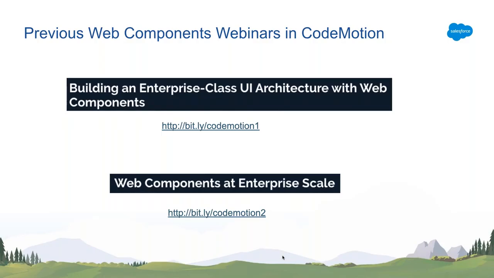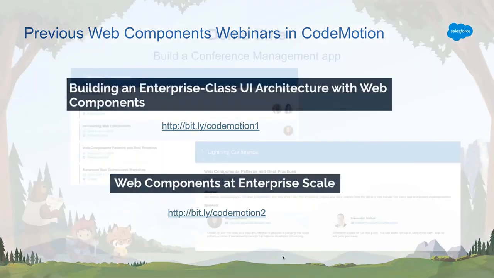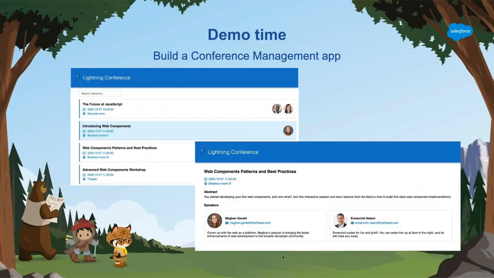Okay, so as I am a developer, I love demos, and that's what we are going to do today. We are going to build a conference management app with web components, and we are going to use the Lightning Web Components framework to build that. In the app, we are going to have a list of conferences. We are going to be able to filter those conferences, and we are going to be able to navigate to see the details of the different conferences.